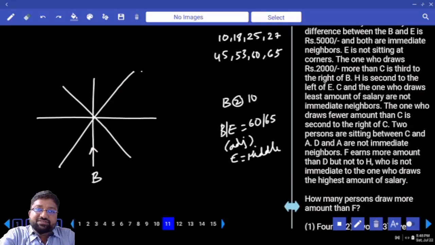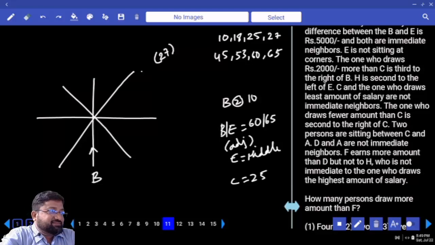Tell me numbers which have a difference of 2,000 between them. 25 and 27. And for sure this is 27, because this person is 2,000 more than C. And then C's value is how much? From this one point we came to know the value of C, and the value of the person who is sitting third to the right of B. 2 persons between B and 27, 2 persons between B and 10. 100% guarantee this is 10. E can be anywhere. We are not sure where E is.